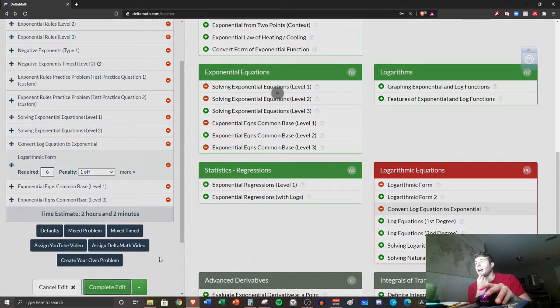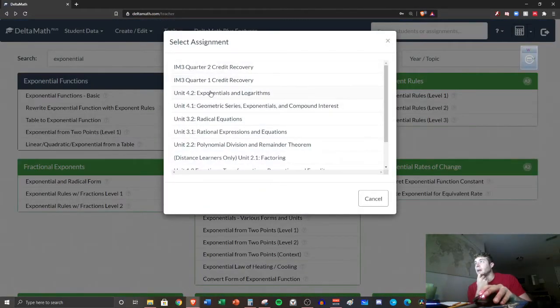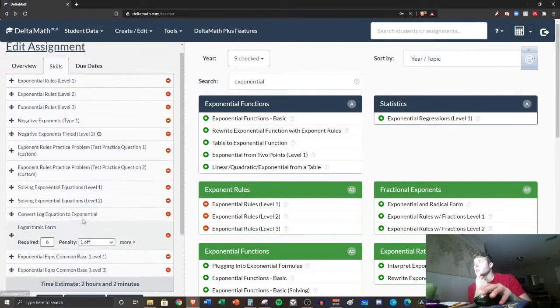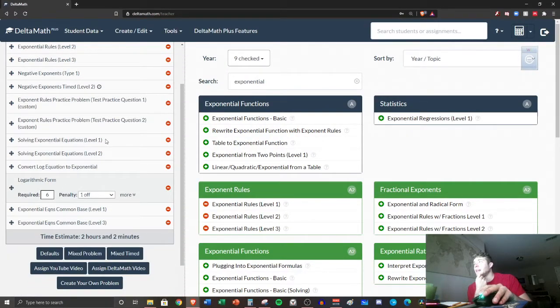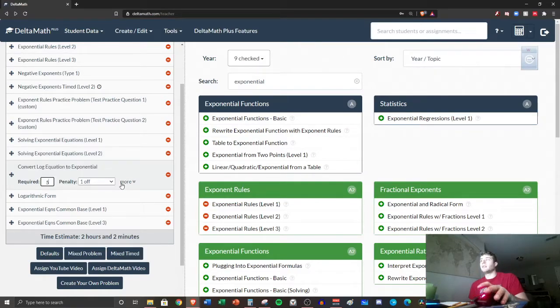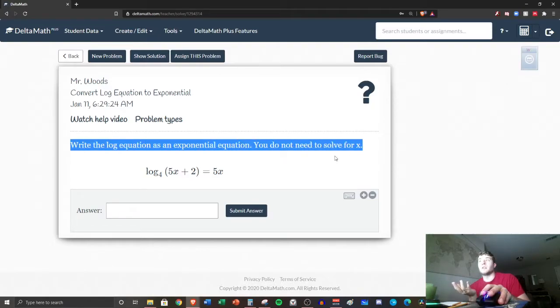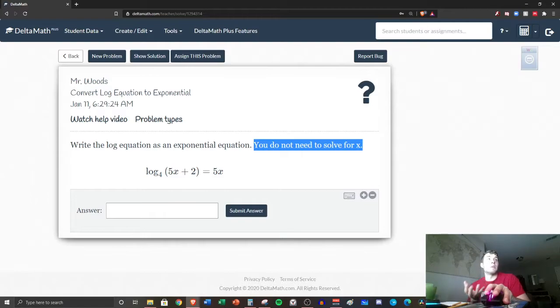Okay, so I have added a few more sections into the Delta Math, and we are going to start looking at these. Last week's lessons, I had added these solving exponential equations, okay? And you used a logarithm to do that. Now, on your next test, not only do you need to be able to do that, but you also need to be able to convert between the forms without any issues. So if you have this here, it says write the log equation as an exponential equation. You don't have to solve for anything, you just need to rewrite this.